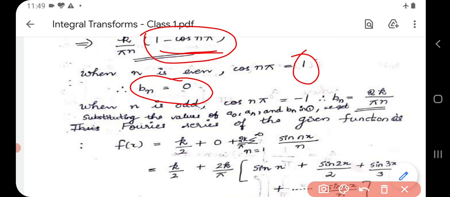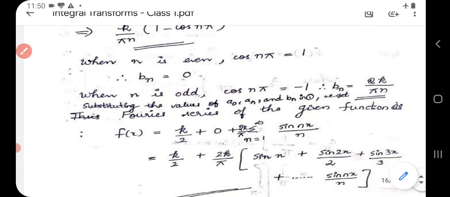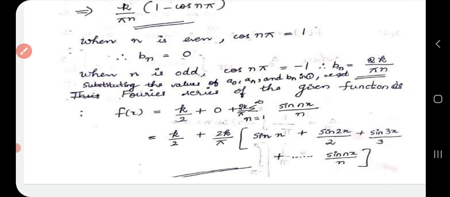Now if n is odd, then cos n pi will be minus 1. So 1 minus minus 1 will be 2. So 2k by pi n will be the value of bn when n is odd. So when you write the final Fourier series expression, you just substitute the values of a0, an and bn. Here f of x is equal to a0. The value of a0 is now obtained as k by 2. So you just write it there.